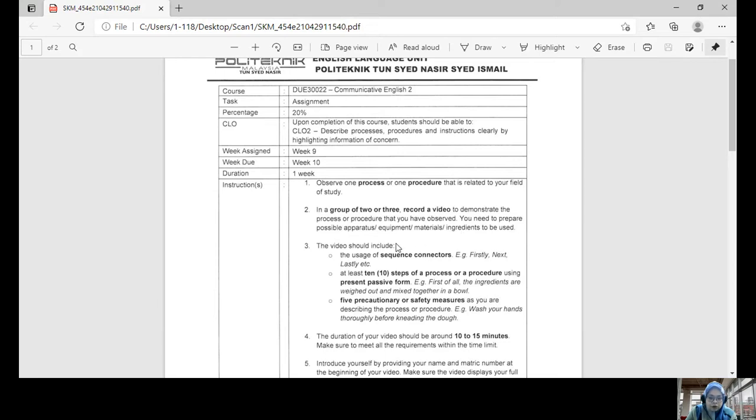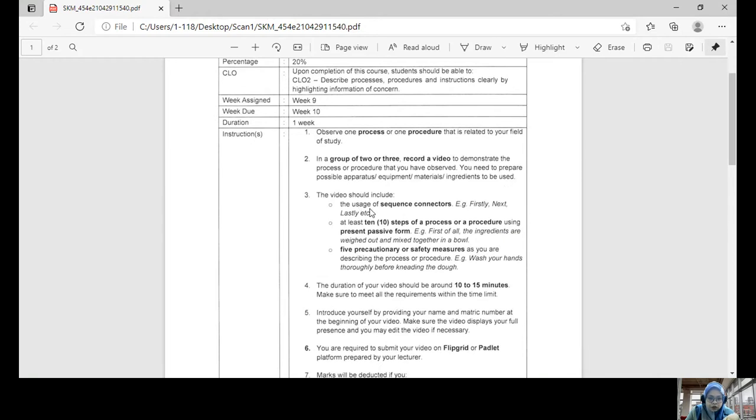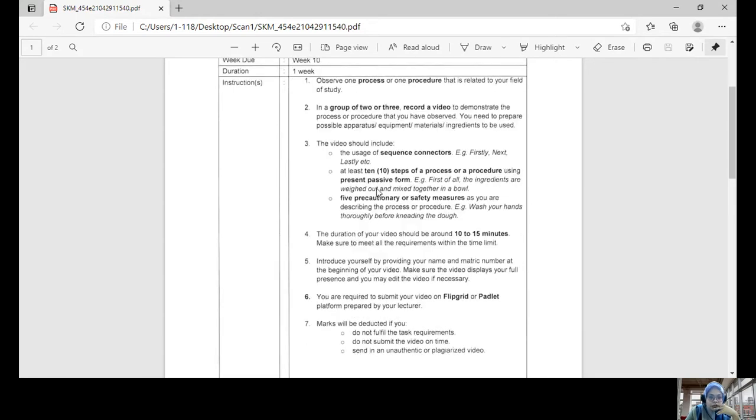Okay, you need to prepare possible apparatus or equipment, materials, ingredients to be used. This is just like a prop lah. Make sure betul ada lah benda tu. The video should include the usage of sequence connector. Perlu ada sequence connector, kena ada dalam sentence when you describe at least 10 steps of a process or a procedure using present passive form. Okay, mesti menggunakan present passive form kalau you explain tentang process or procedure. Five precautionary or safety measures as you are describing the process or procedure.